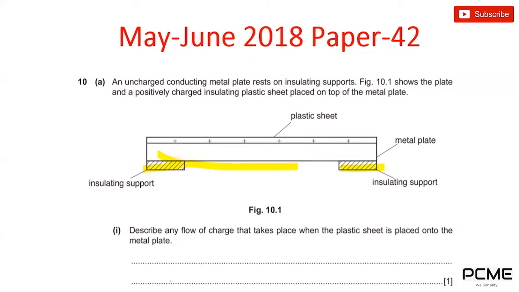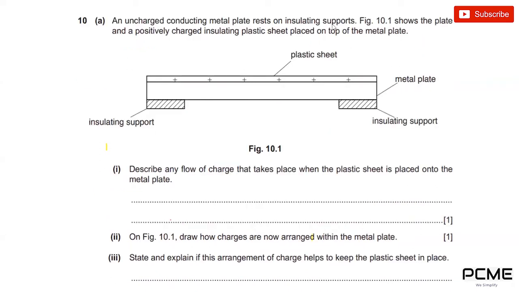On top of it you have a plastic sheet placed, and it has a positive charge on it, which is clearly shown in the diagram. Now the first part of the question is, describe any flow of charge that takes place when the plastic sheet is placed onto the metal plate. So what will be the movement?